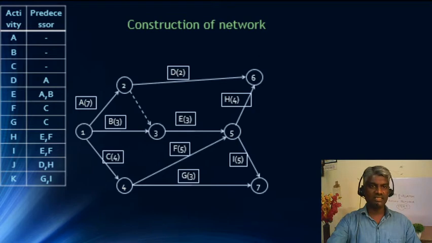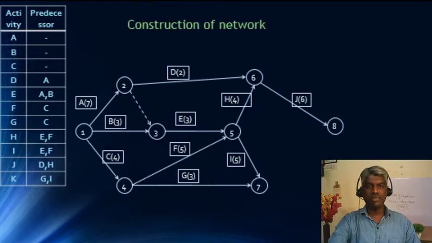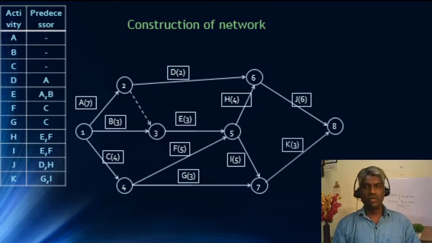And the next is J. J starts from the node where D and H end. So, at node 6, D and H end. So, we have to start this particular activity J when D and H are over. So, J starts from node 6 and K starts when G and I get over. So, node 7. So, K starts from node 7.